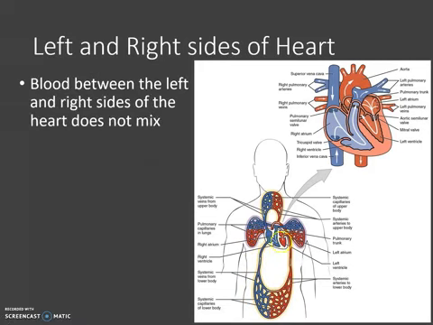And blood between the two sides of the heart doesn't mix. You can imagine that if they did mix, it would dilute the amount of oxygen that was in the blood, and it wouldn't be as efficient. So this system is a very, very efficient way for our body to handle bringing in oxygen and getting rid of carbon dioxide.